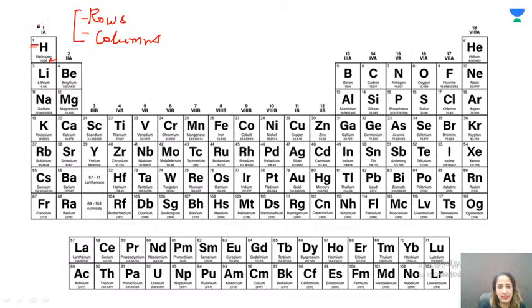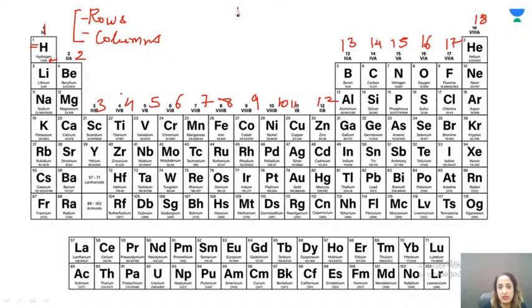So if you look at the periodic table, you will find they are numbered 1, 2, 3, 4, 5, all the way to 6, 7. So these are all columns. 8, 9, 10, 11, 12. Then we have 13, 14, 15, 16, 17 and 18. So these are the groups.